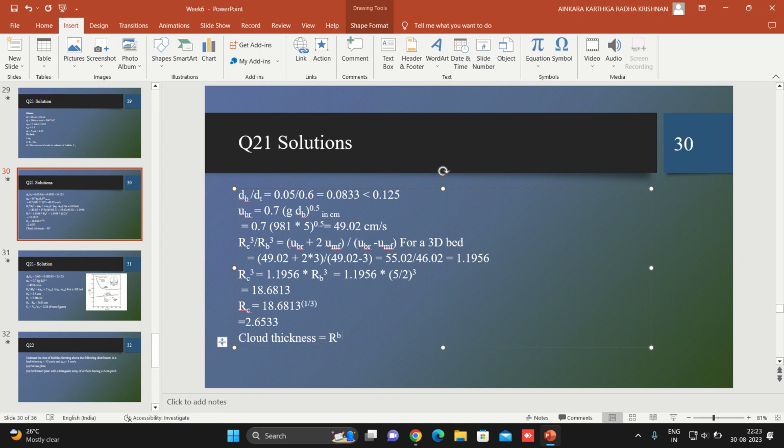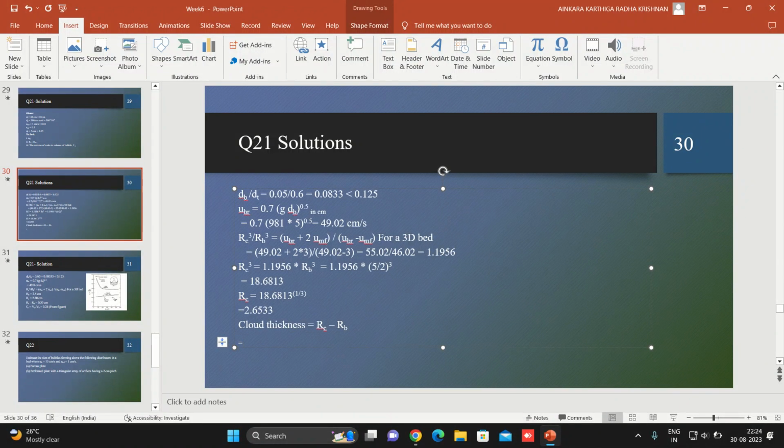RC minus RB, which is nothing but RC, 2.6533, minus 2.5, is equal to 0.1533 centimeter.